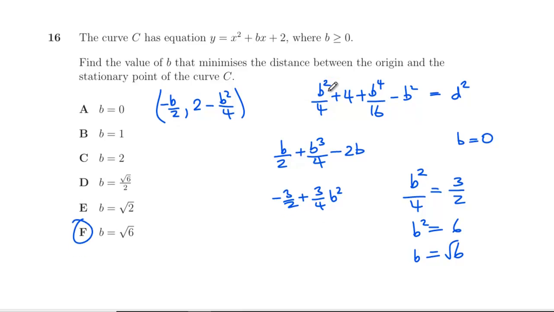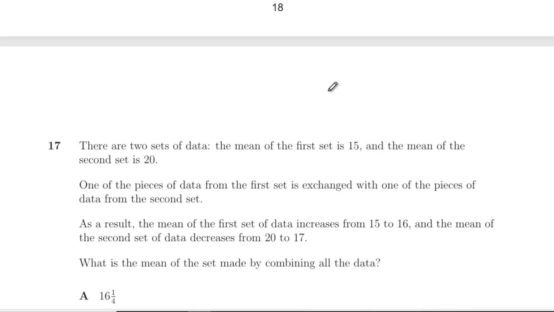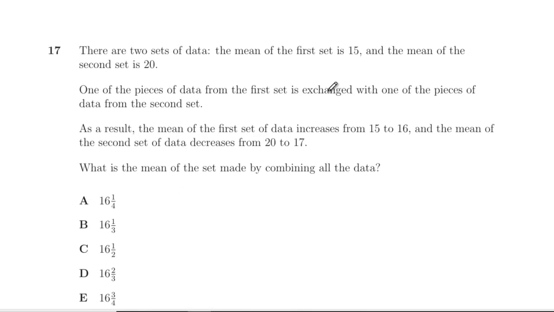Okay, that was tough, I would say, compared to other things. Right, there are two sets of data. The mean of the first set is 15, mean of the second set is 20. One of the pieces of data from the first set is exchanged with one of the pieces of data from the second set. As a result, the mean of the first set increases from 15 to 16, mean of the second set decreases from 20 to 17.